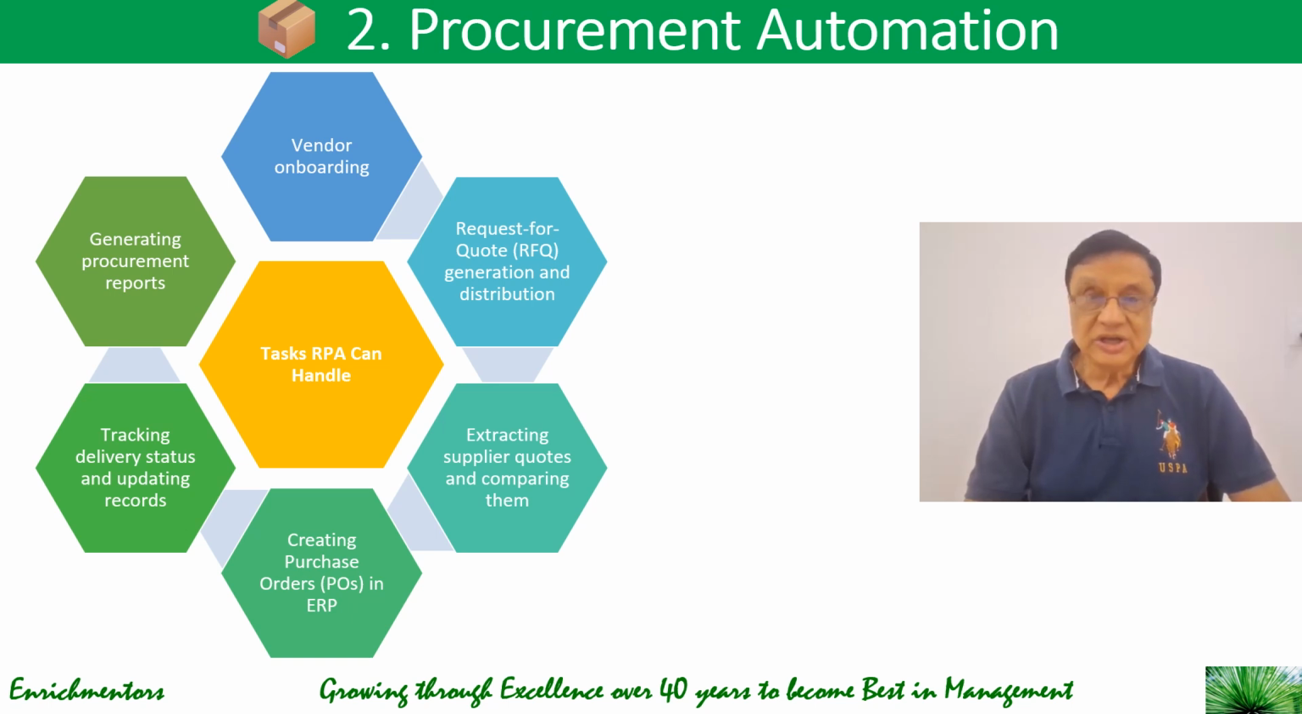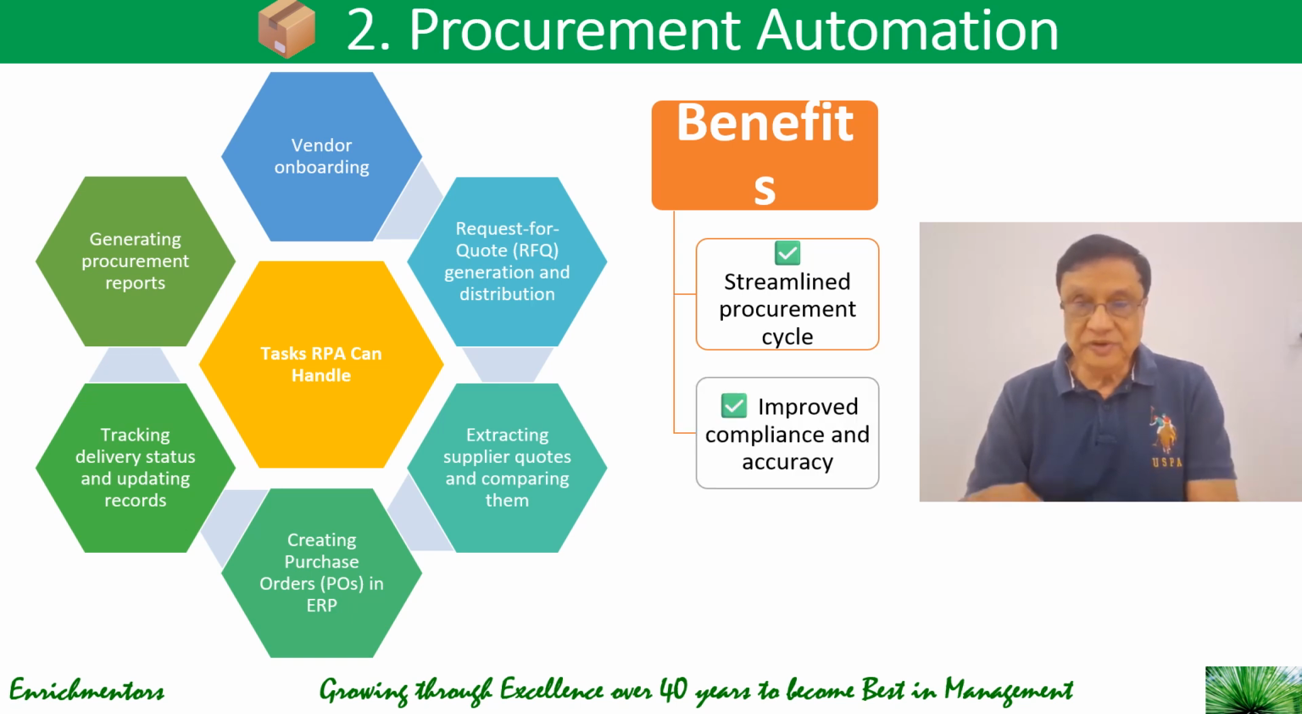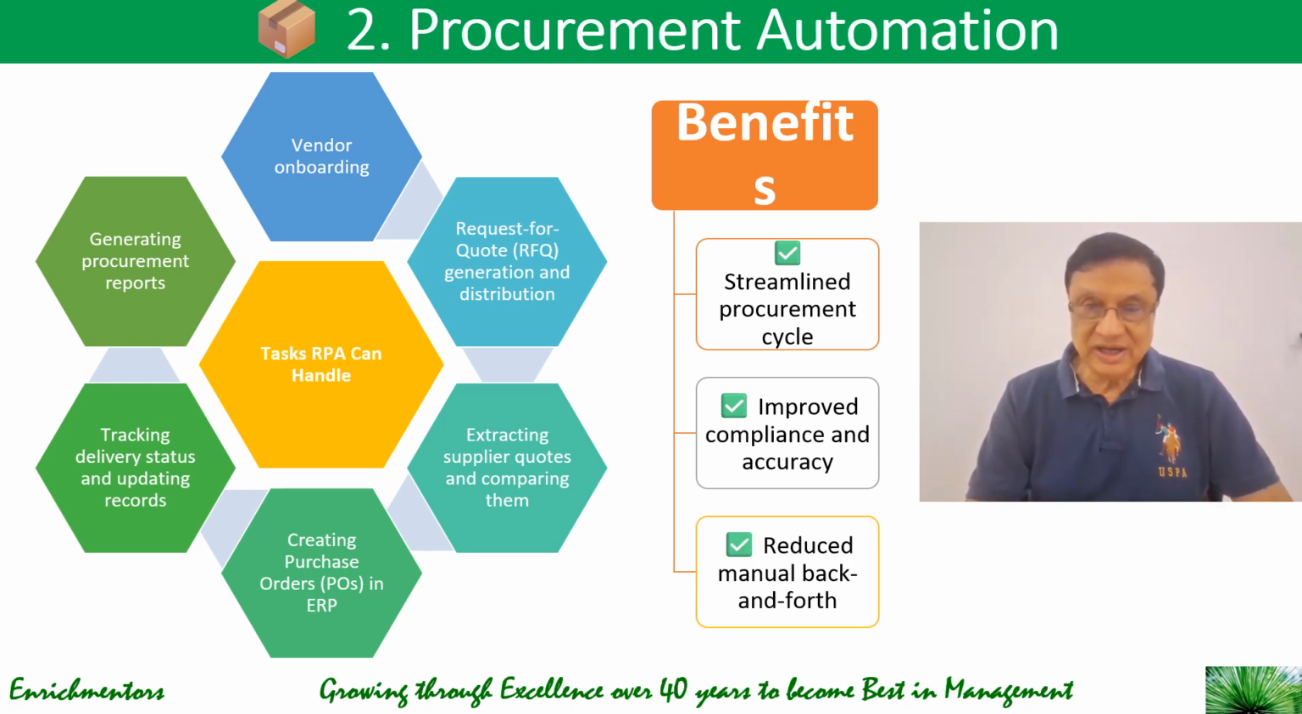procurement report. Now, what benefits does this procurement automation by bots have over what we do today manually? It streamlines the procurement cycle, right? Because you can do systematically whatever you want to do, and there are not going to be any errors. There are improved compliance and accuracy to the procurement cycle. It exactly does what you want it to do. And third, there are reduced manual back and forth. So those are the benefits of procurement automation by the bots.